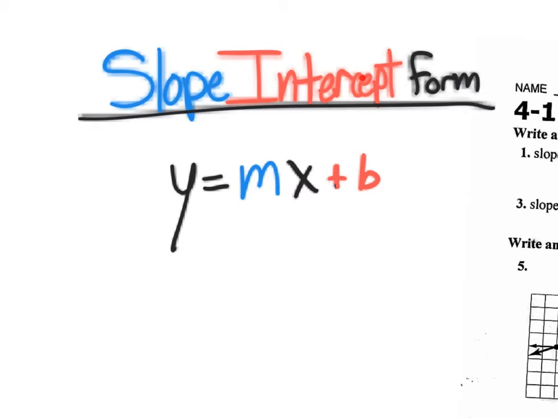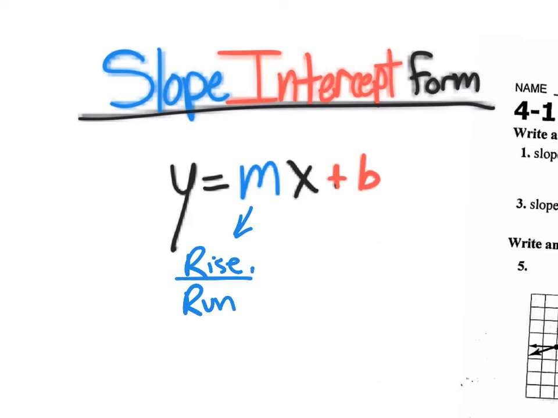They call it this because if it's in this form, if you have y by itself, a number with x, and a number added or subtracted at the very end, you can see the slope, which is the m, and the intercept, which is the b. Okay. Now, what is m? M is slope, and the slope, you're going to see it as a fraction, rise over run.